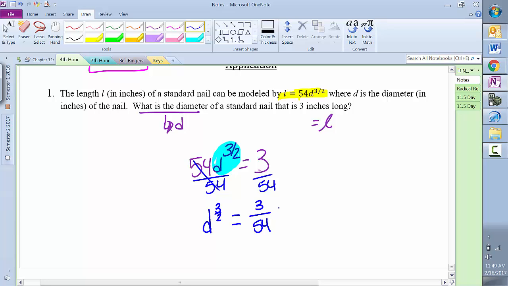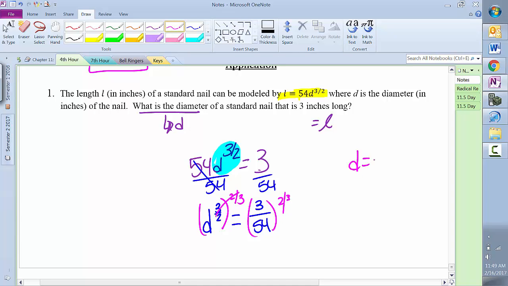Question? Okay, perfect. 3 divided by 54. Did you do 54 divided by 3? It's 3 divided by 54. Okay, last and final step here is to do what all of you lovely people were just telling me to do, which is to raise it to the 2/3 power.